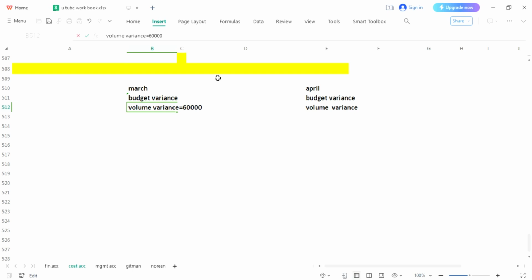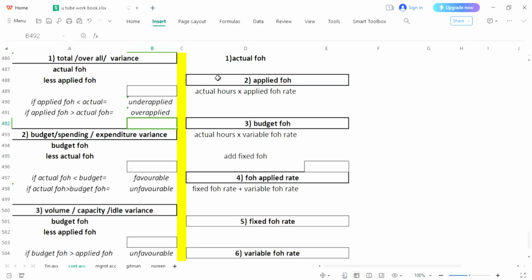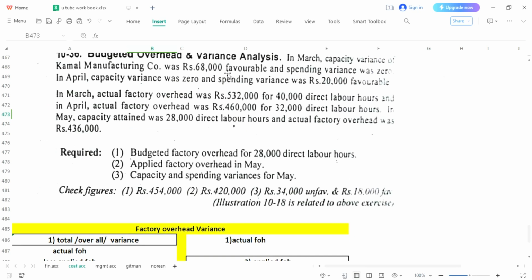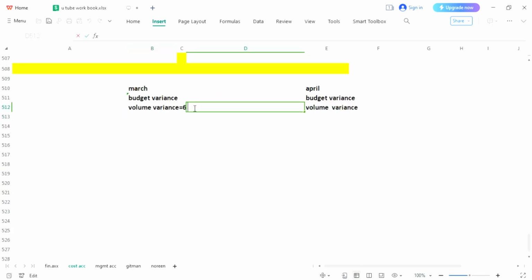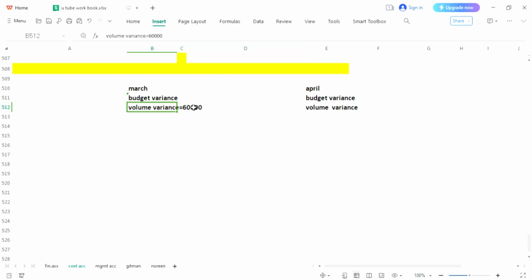Okay, so let me check again the amount of the favorable volume variance. No, it is 68,000. The light was actually gone, so my attention was diverted for the time being. 68,000 volume variance for the month of March.